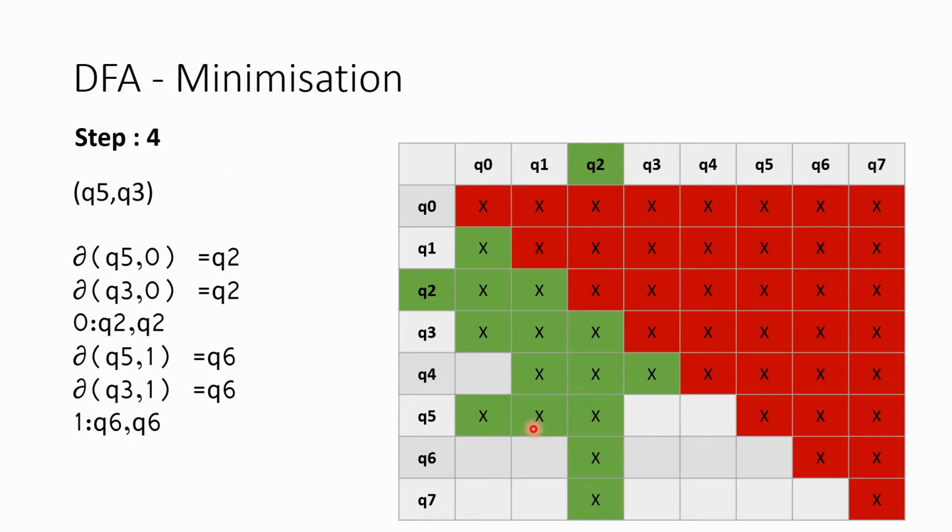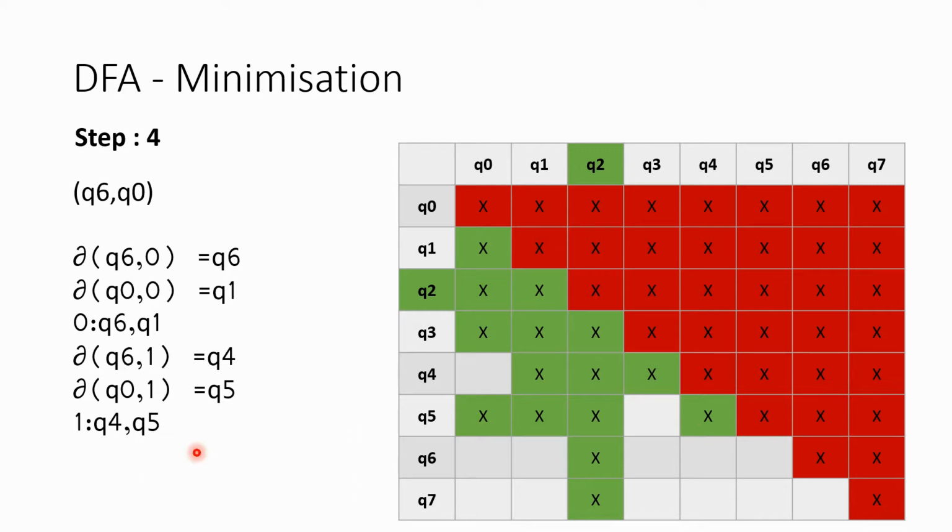The next tuple set is Q5, Q3, and we've got the values Q2, Q2 and Q6, Q6, which leave us undeterministic about the tuple set Q5, Q3. So we are leaving this unmarked, and we are moving to the next tuple set Q5, Q4. For Q5, Q4, we've got the values Q2, Q7 and Q6, Q5, and Q2, Q7 is non-equivalent, so we are going to mark Q5, Q4 as non-equivalent.